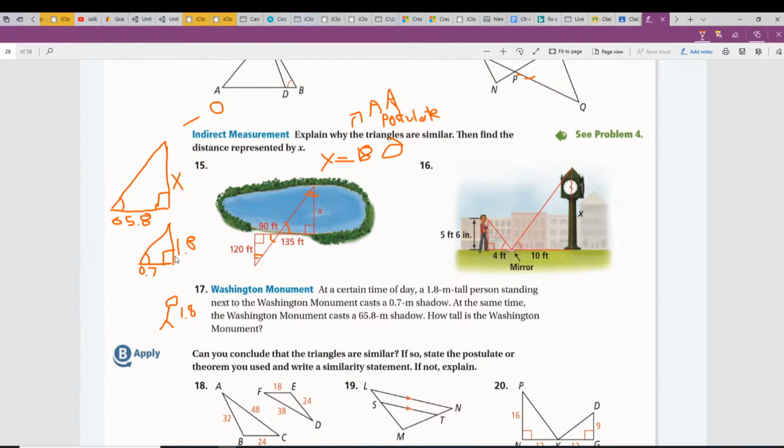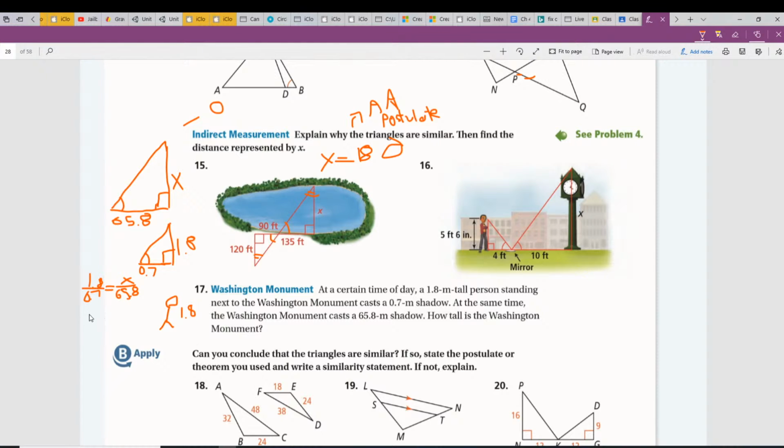Right here next to our perpendicular line, we have 1.8. 1.8 divided by 0.7, which is the bottom angle, is equal to 65.8 over x. This is what we have here.